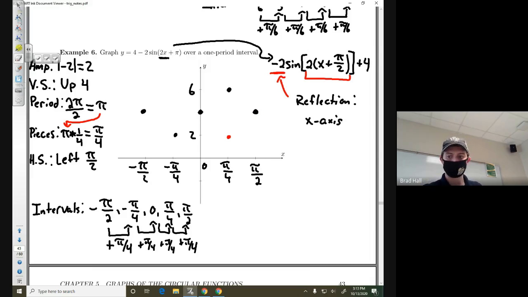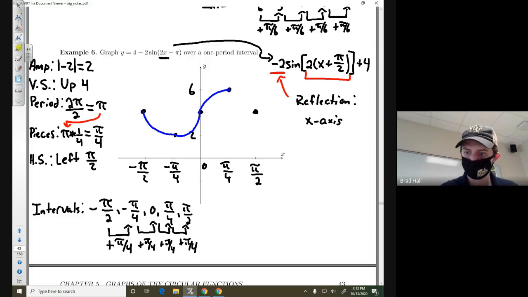I can get rid of these red dots now. And you don't have to do that if you don't want to. And that would be the graph. The reflection's kind of tricky. Yeah, you're thinking there's all this stuff going on. There's every shift and every kind of nuance whatsoever. And then a reflection, really?